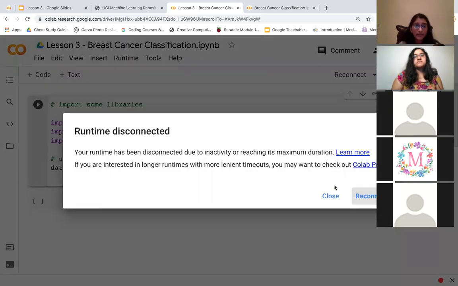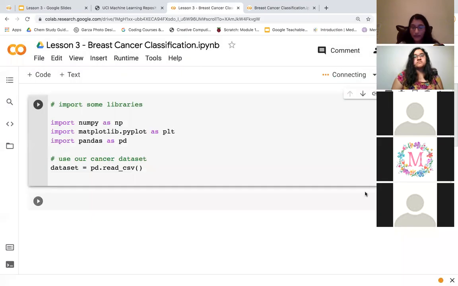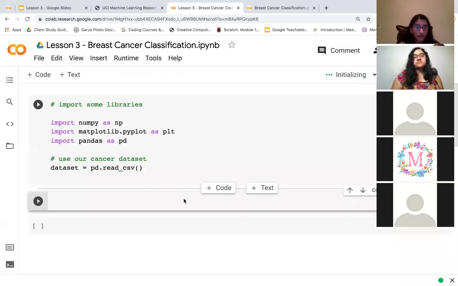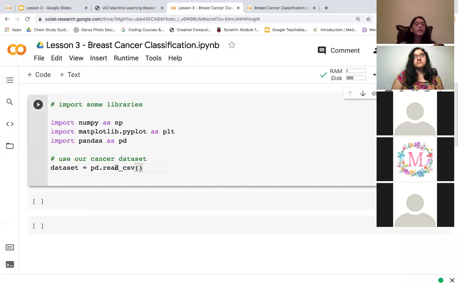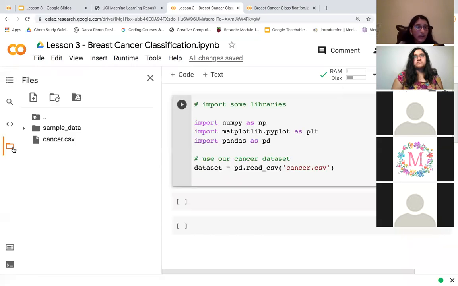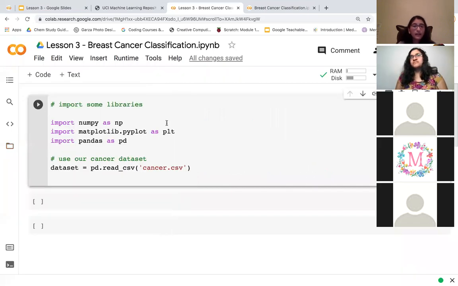You might see something like runtime disconnected. All you need to do is reconnect. It'll still work the same. Whoops, I did not mean to do that. Okay, so dataset equals pd.read_csv, and all you need to do is put a single quotation there and then say cancer.csv. If you check and make sure that you do have your cancer.csv file there, this should work, and we will double check soon as well.